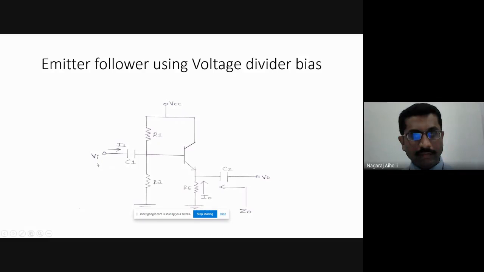Input current is Ii, input voltage Vi. There is a voltage divider here in between R1 and R2, and this circuit is called emitter follower with voltage divider bias, or emitter follower using voltage divider bias. Then emitter resistance RE is there, collector resistance RC is not there. Then the output is tapped from the emitter terminal. Input impedance Zi and output impedance is Zo. Output current is flowing into the transistor as per our convention, and hence it is Io. Io is the output current.